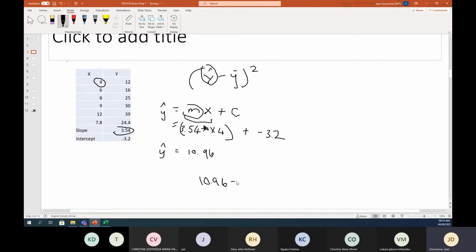Then you need to say minus, and that was your mean, 24.4, and that to the power of 2. Which is 180.63 or 0.64.